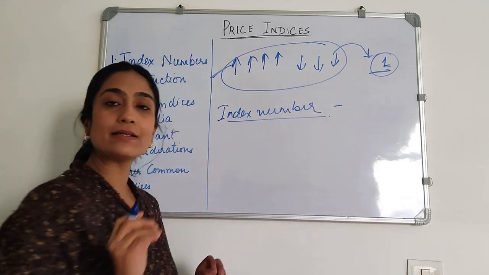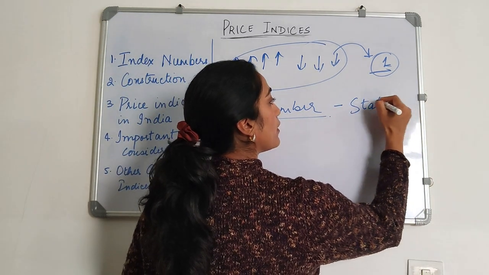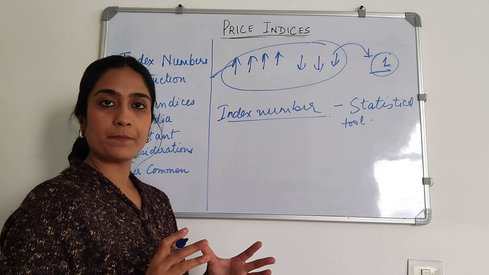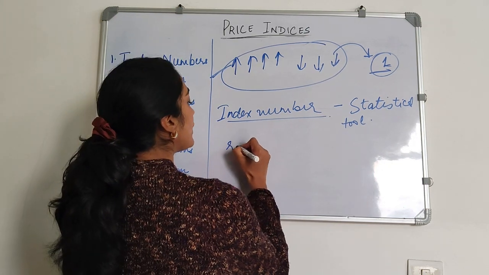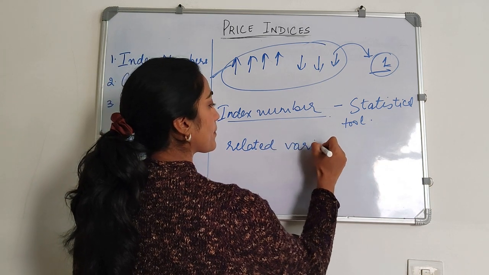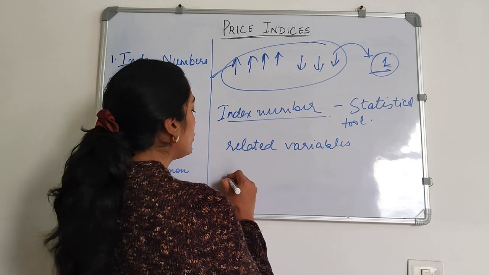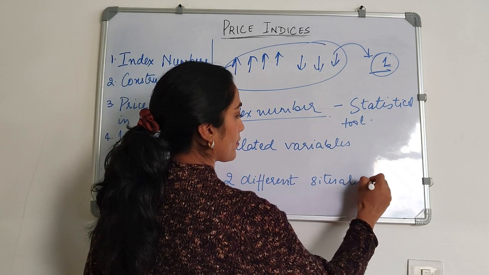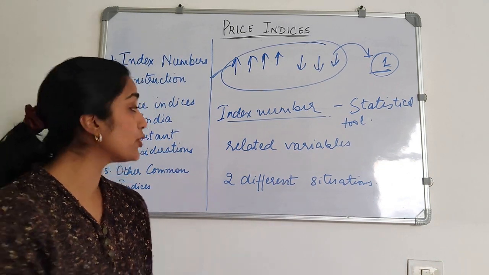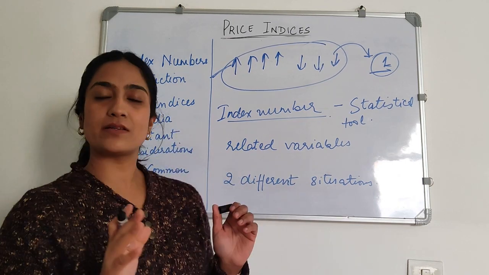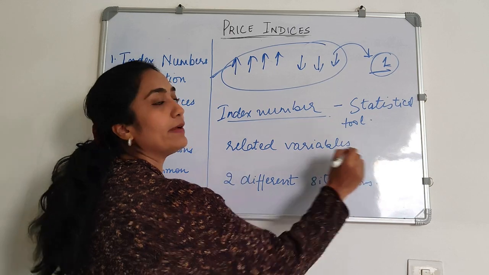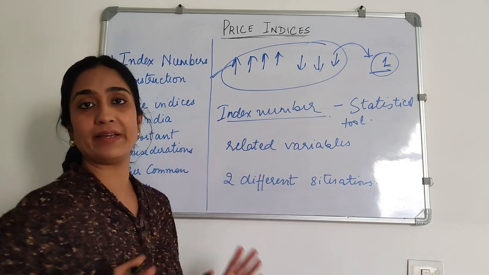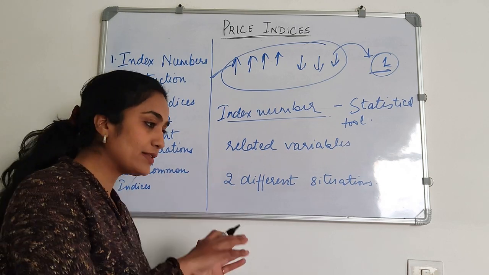So an index number is a statistical tool that is used to measure movements or changes in a group of related variables over two different situations. Let's talk about each of these terms. An index number is a statistical tool, and the purpose is that there is a group of related variables, and these variables have been moving, and we want to measure the change from one situation to another.